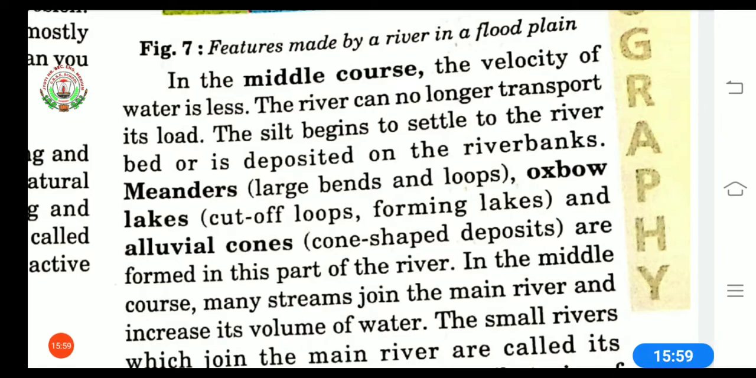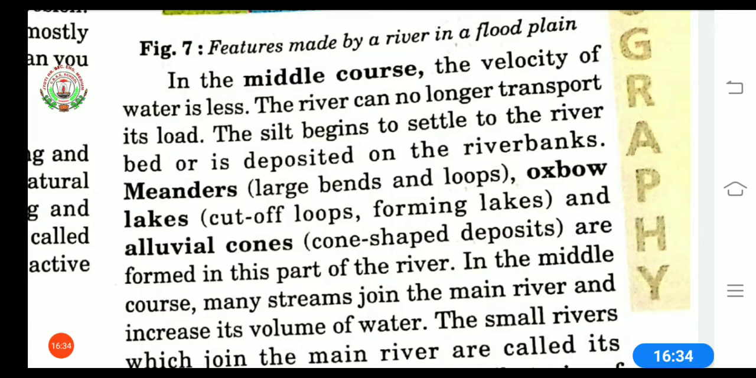Now what happened, as we have seen in upper course, that rate of erosion is highest. Why? Because from that upper course river and that water that is flowing in a very good speed or good velocity. But in the middle course the velocity or the speed of water is less, and because of that they are not able to transport its load, and the silt which the rivers are carrying, it begins to settle to the river bed there only, and they deposited on the river banks.